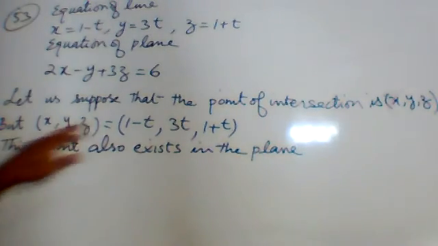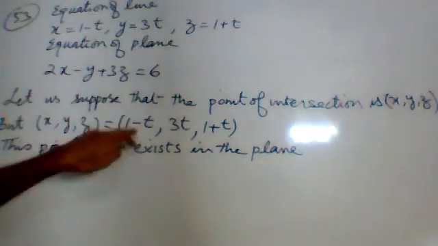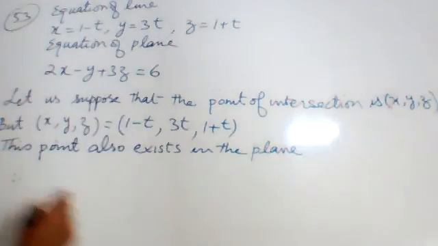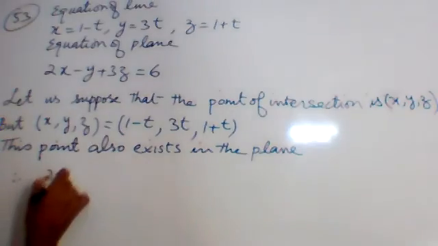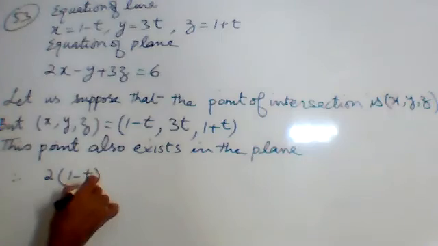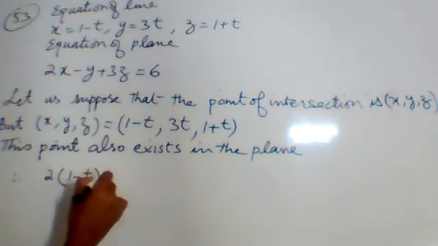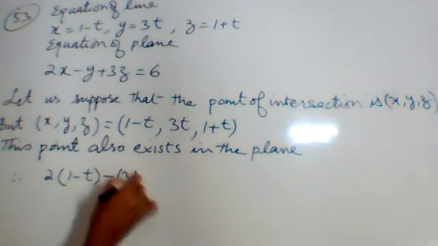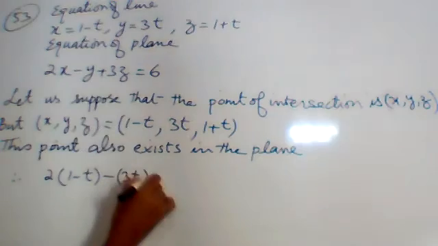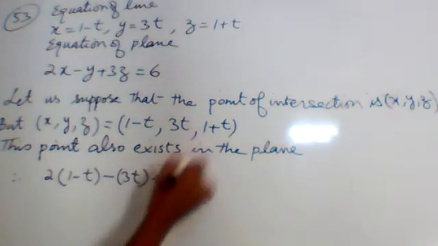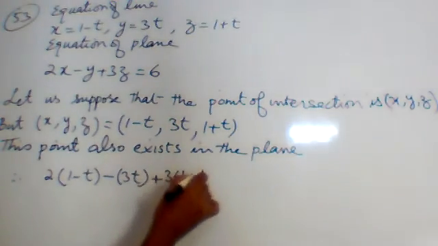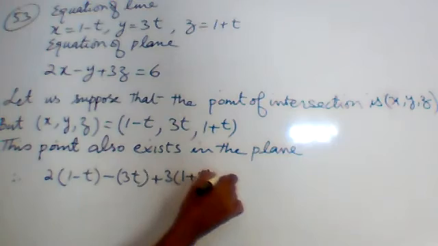So we will substitute this point in the plane. Therefore 2 into 1 minus t, minus y, 3t, plus 3z, which is 1 plus t, is equal to 6.